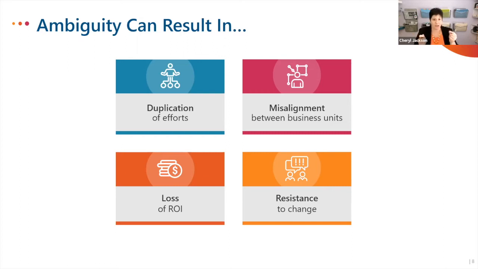A little bit of ambiguity goes a long way. And just a little bit of drift can mean that these business units are actually not marching along the same path. So we have some misalignment. Again, efforts are being duplicated because now we're not really clear on where those lines are drawn. And so that misalignment starts to create a lack of synergy. Both of these resulting in a loss in ROI from the initiative.